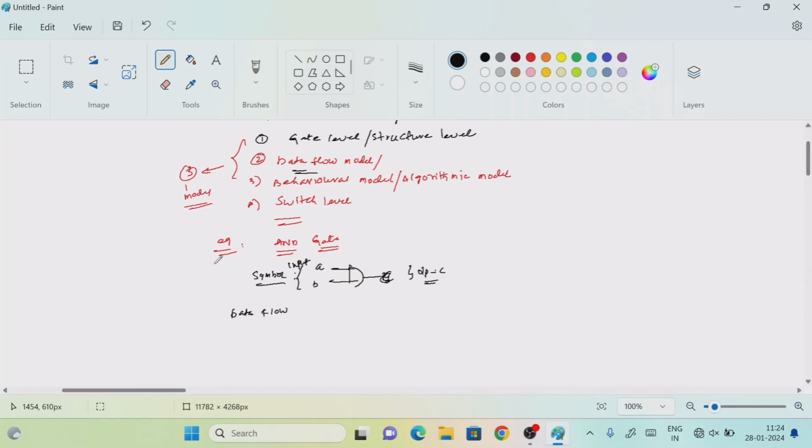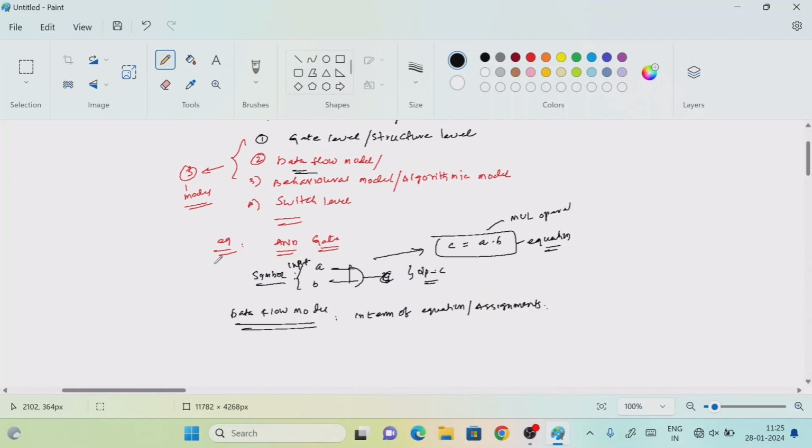First we are going to see how we are going to write in terms of the data flow model. If you are writing the program in terms of the data flow model, it should be in terms of equations or Boolean expressions. It means that we are going to use the assignment statement to write our program. For example, take the AND gate. What is the output logic? C equal to A into B. That is what we call the equation, logic expression or Boolean expression. By using that, we are going to write it, as it performs the multiplication operation for the AND logic gate. Now see how we are going to write it in terms of equations.